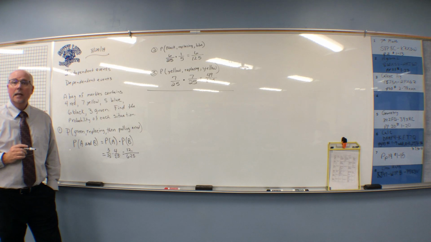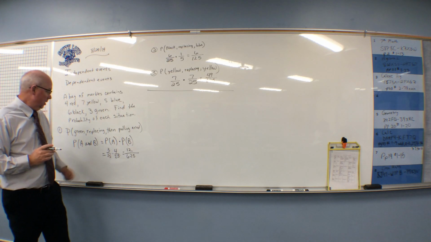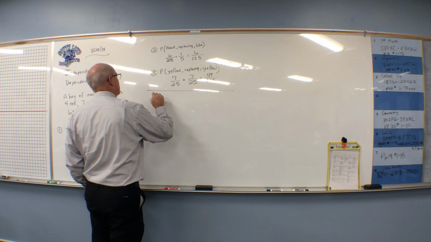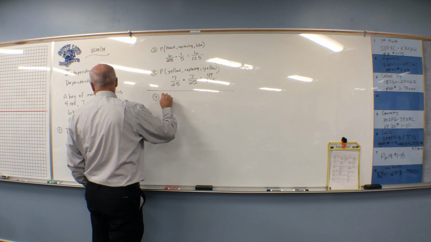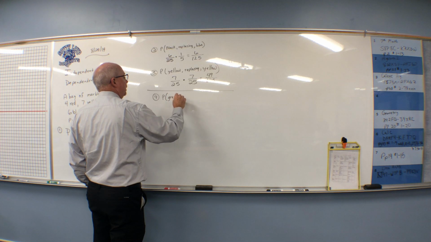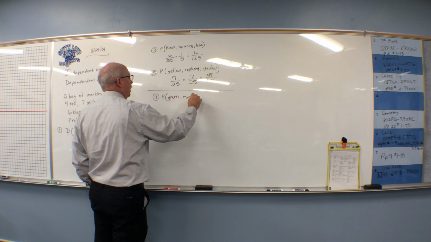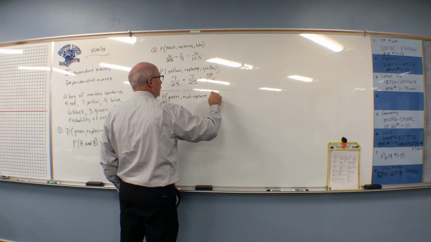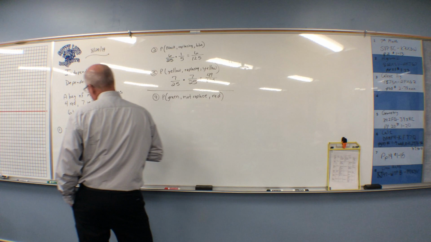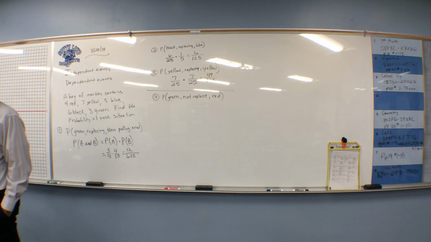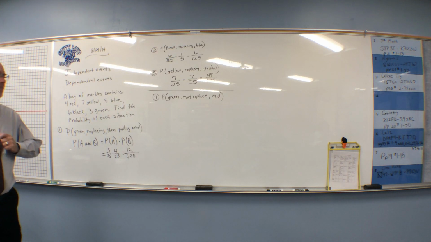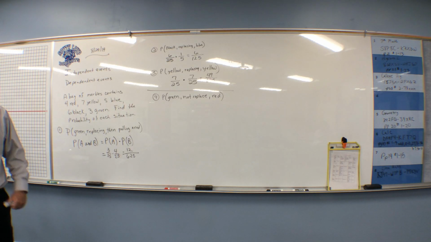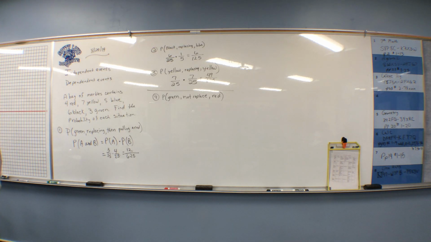Right? Now we're not going to replace it. All right, let's go back through. This number 4, we're going to pull out a green. I'll go ahead and put not replace. And then we pull out a red. So now we're taking it out. We're not replacing it. These are dependent events. Why is this dependent? Because there's one less marble, one less green. The first go around, because you don't replace it, affects the second go around.